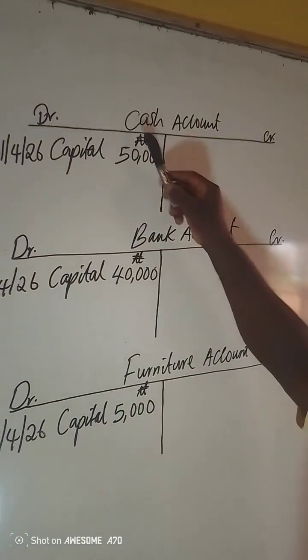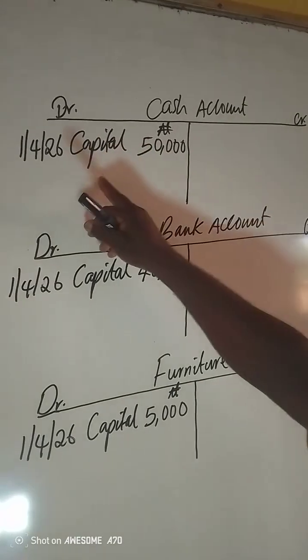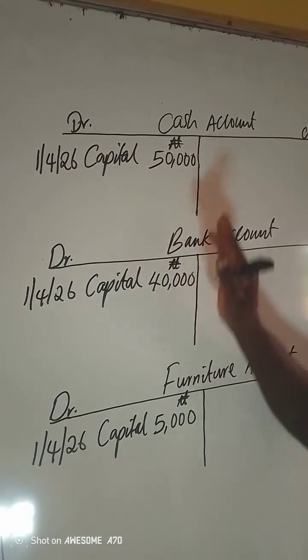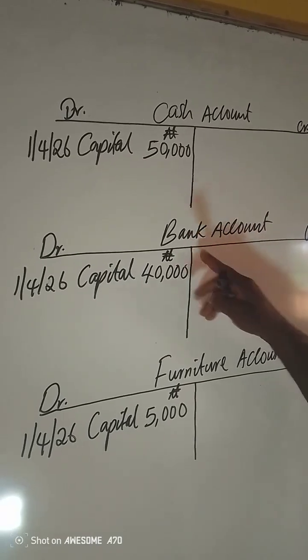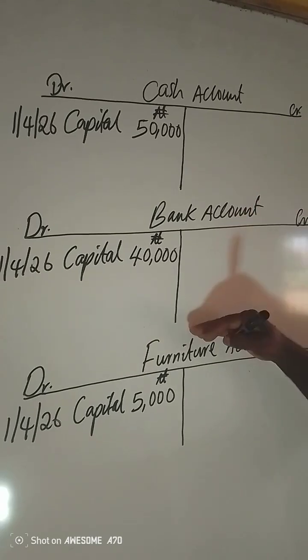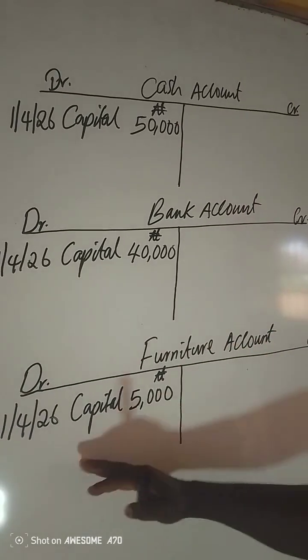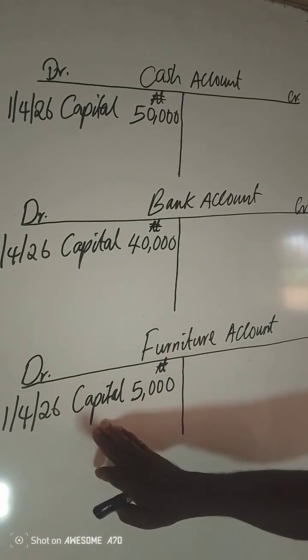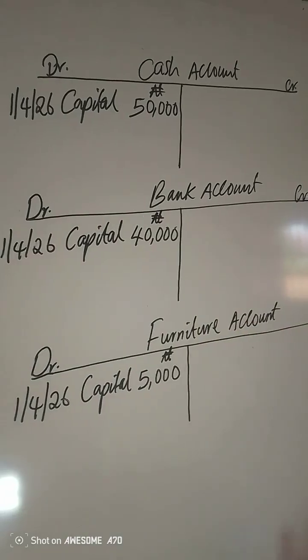As you can see, the business is receiving cash by way of capital because the business is starting. And then in this account too, the business is receiving money in the bank balance, which is capital. And thirdly, the business is receiving furniture, which is the physical asset into the business, valued at 5,000, which is also the capital. Then in this case, you can now understand with me that this becomes double entry.